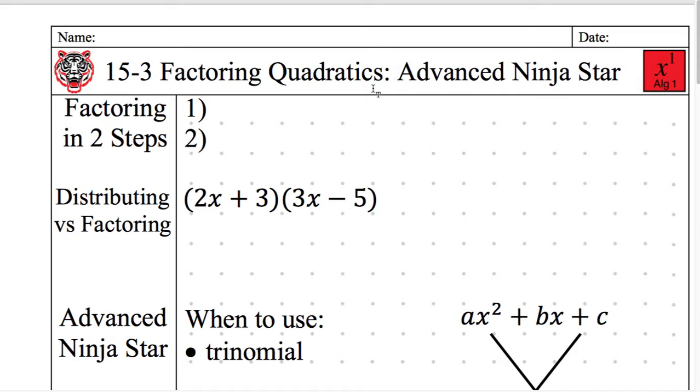All right, Algebra 1, 15-3. Today's date is Monday, April 15th, 4/15. All right, so this is our final lesson in Unit 15, how to factor things. Tomorrow's going to be our pretest.